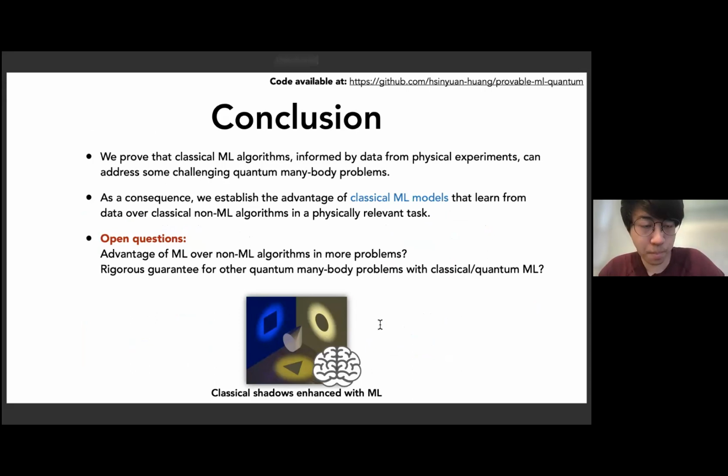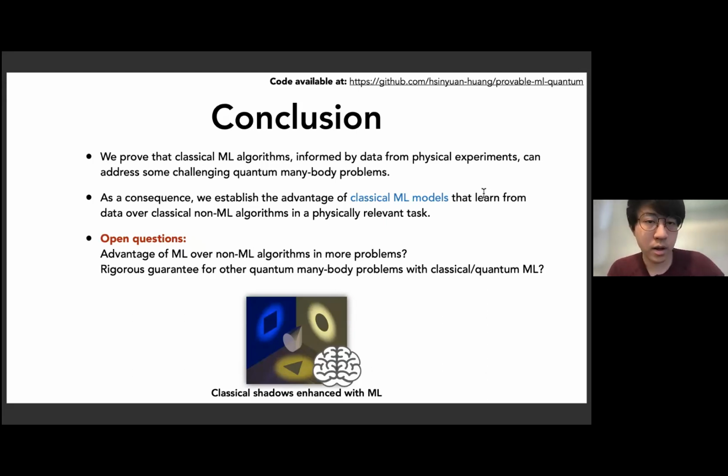So now to conclude, in this work, we proved that classical machine learning algorithms informed by data from physical experiments can address some challenging quantum many-body problems. In particular, as a consequence of Theorem 1 and Proposition 1, we rigorously established the advantage of classical machine learning models that can learn from data over classical non-machine learning algorithms in a physically relevant task.